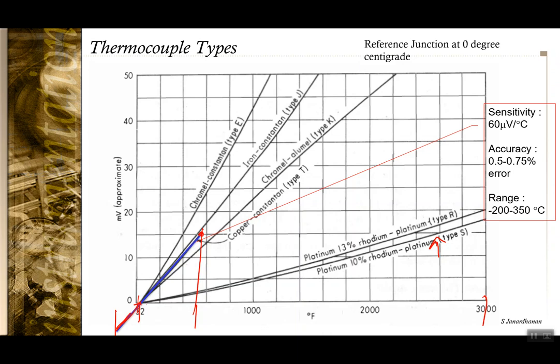So if you want to measure a larger range, then you want to go for the platinum thermocouple. And if you want to measure a smaller range below freezing and with higher sensitivity, you may go for the copper constantan thermocouple.